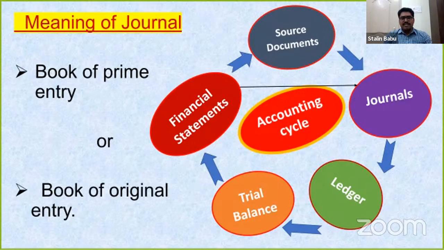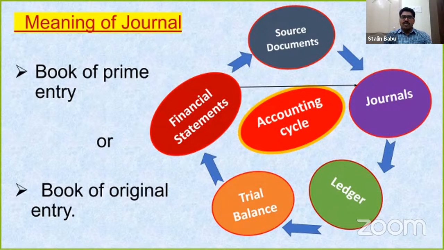So why do we call it the book of original entry? If you observe the accounting cycle, it starts with the source document. From the source document, we enter into the journal. With the help of journals, we prepare the ledgers. With the help of ledgers, we prepare the trial balance. And with the help of the trial balance, we prepare the financial statements. That means before entering into the other books like ledger, trial balance, and financial statements, we are entering in the journal.